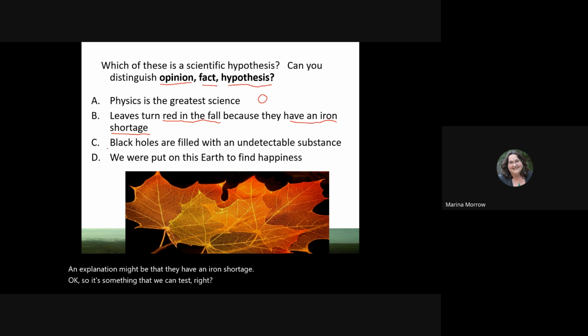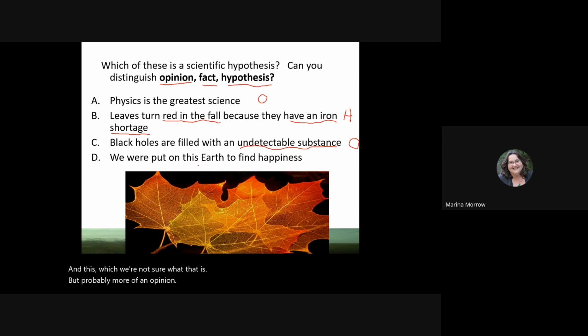All right, now C says black holes are filled with an undetectable substance. Now the problem with this one, well, how do we test something that's undetectable? So this one is probably not a fact at all because we don't know this yet. It's much more of an opinion in that case. Okay. So we've got one hypothesis, and this, which we're not sure what that is, but probably more of an opinion.